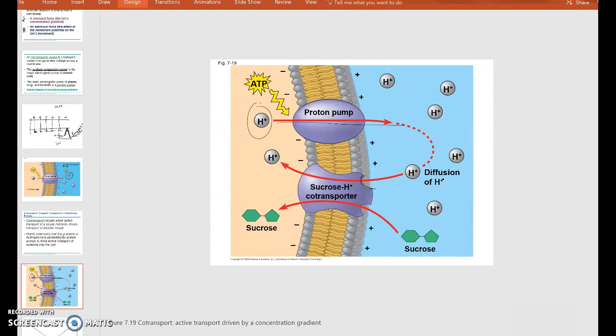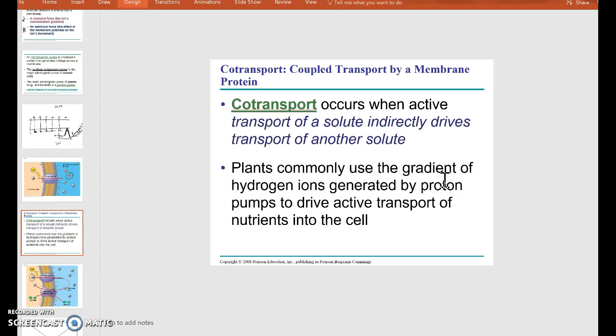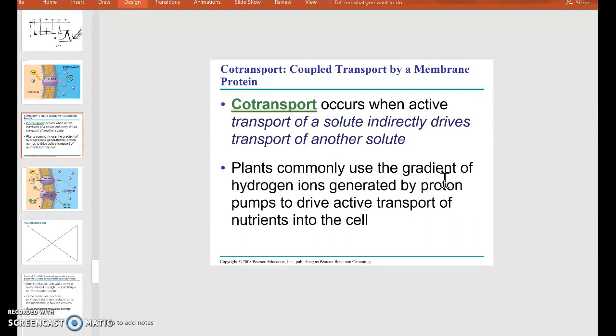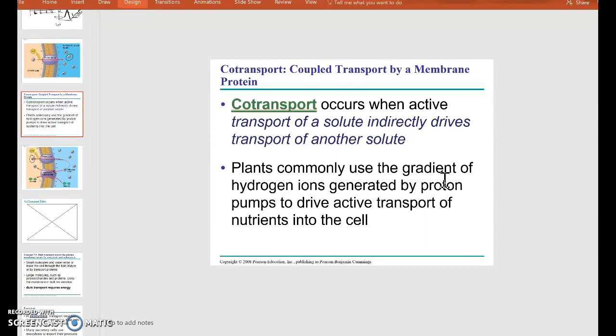So by building up a lot of hydrogen, we can transport not only the hydrogen back through, it's almost like you have to have two keys in order for the thing to open up. So by building up this hydrogen gradient, it allows us to mobilize that sucrose. Okay, and that's what a co-transport is. So the idea is active transport of a solute indirectly drives transport of another solute, so that we can actually see substances moving into the cell.